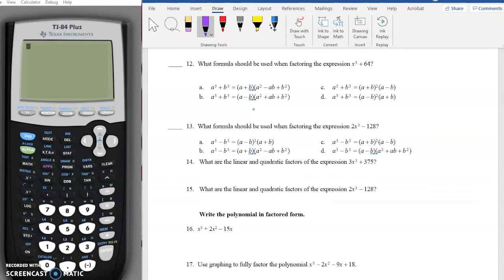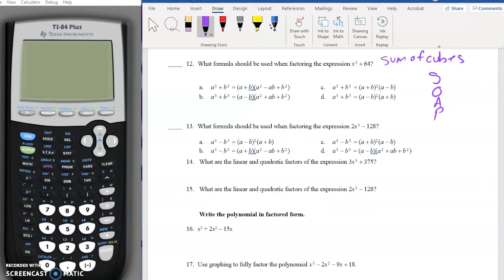Let's get started. Number 12 says what formula should be used when factoring the expression x cubed plus 64. So, based on my knowledge of perfect cubes, I know that this is a sum of cubes. And so to solve a sum of cubes, I want to use the acronym SOAP. And SOAP stands for same, opposite, always positive.